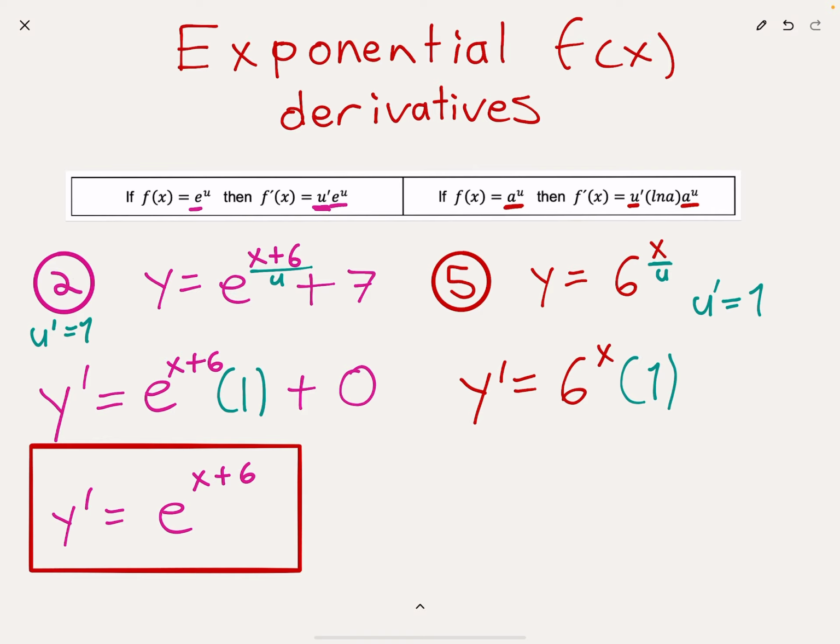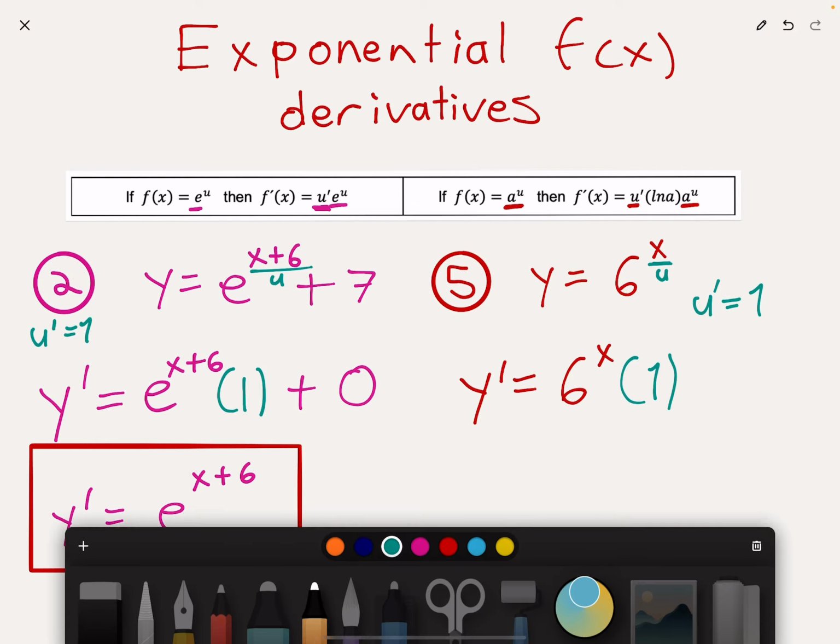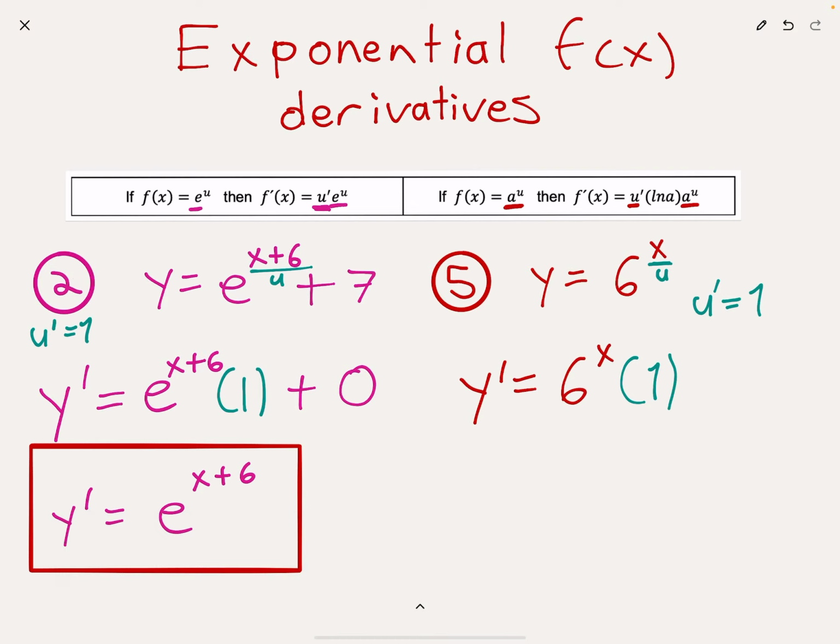The only difference between a derivative formula with a base e and a base constant is this section right here, the natural logarithm of a, which in this case, what is a?